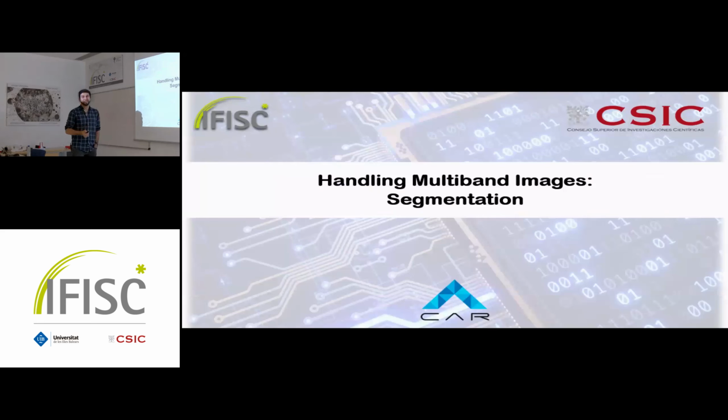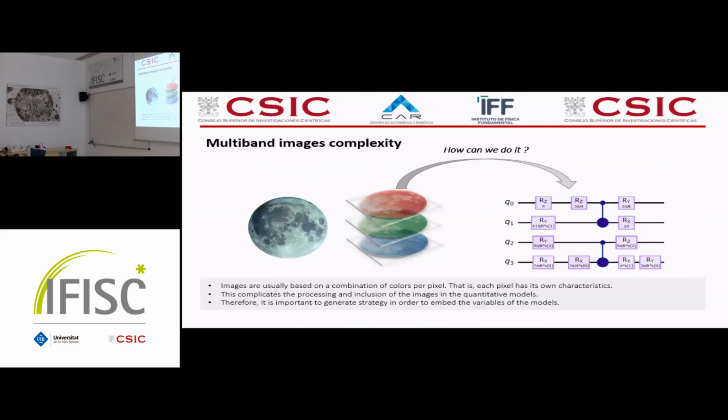Now we increased a bit the complexity, and we went through the RGB images. And again, it's very difficult to put this thing because it's a tensor. There are 3 matrices per image. So how can we do it?